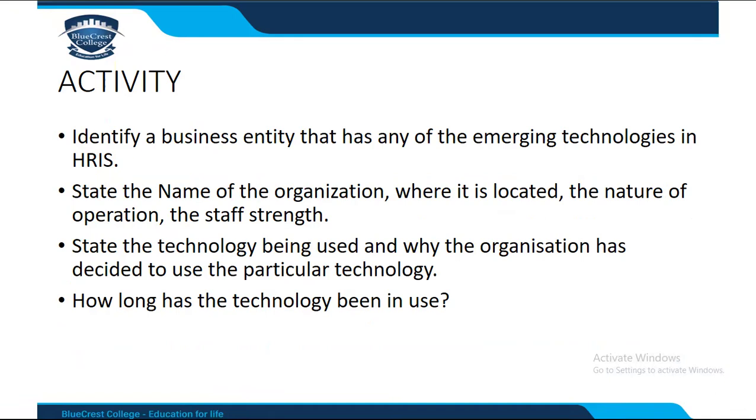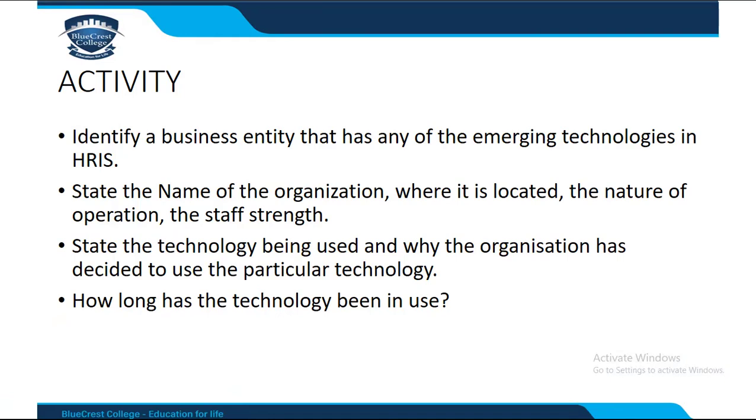And our activity that will help us to discuss this in detail is that each of you is to identify a business entity, which can be any business organization. But what will make you select that organization is that it has an emerging technology in place. It can be artificial intelligence, automation, or blockchain. State the name of the organization, where it is located, the nature of its operations, and the staff strength, which is the number of employees there.